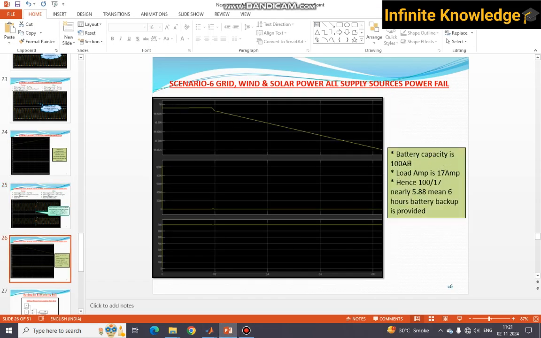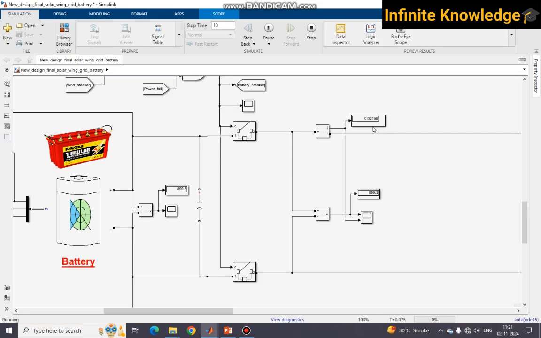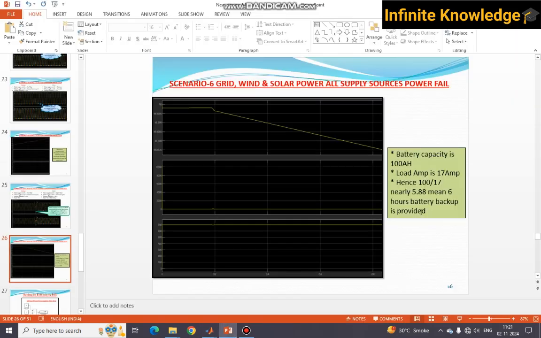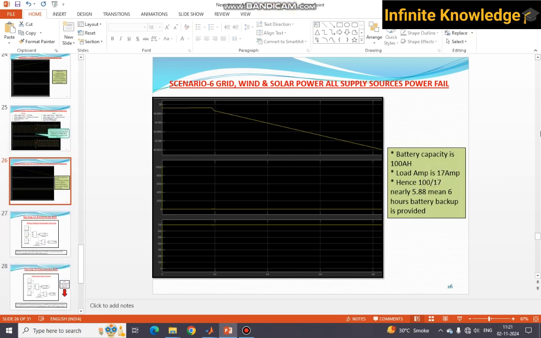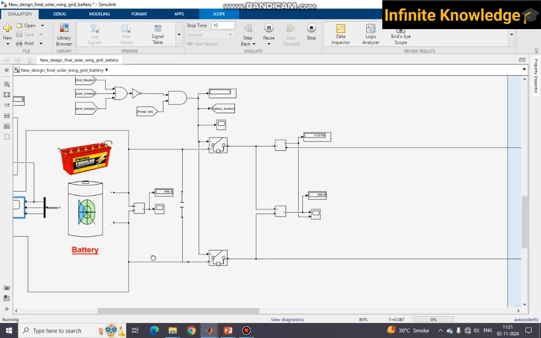Battery capacity is 100 ampere hour, and the load is 17 ampere. The load is nearly 17 ampere, continuously changing due to the switching of the inverter. So it nearly provides 5.88 hours of backup, so about 6 hours of backup is provided by the battery. This is how this simulation is working, and it's totally on the battery, and the battery is right now discharging.